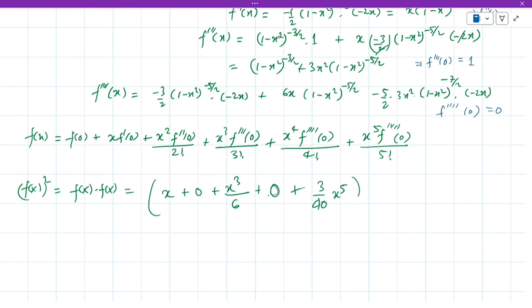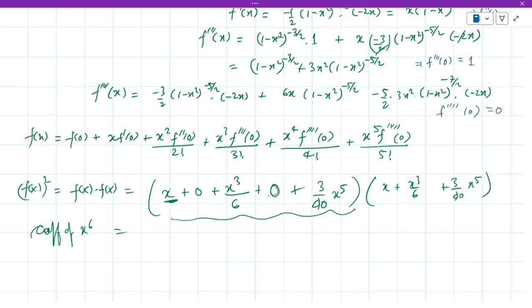Now for f(x) square, again we write the same term: x plus x cube by 6 plus 3 by 40 x to the power 5. We need to find the coefficient of x to the power 6 from this expansion, right? If we multiply the first term of this expression with x to the power 5 of this expression, then only we get x to the power 6. So we get 3 by 40 x to the power 6, and the coefficient will be 3 by 40, right?